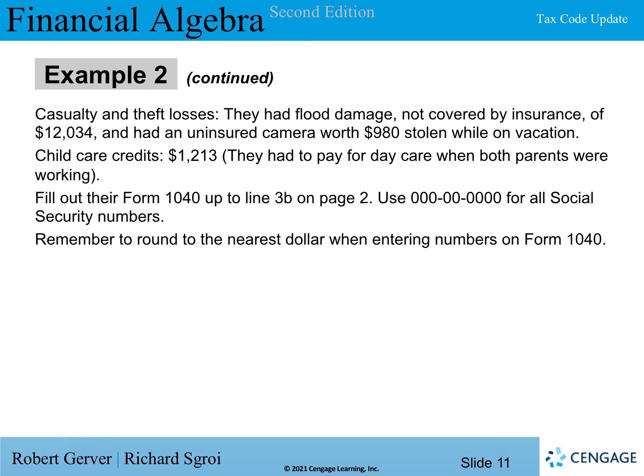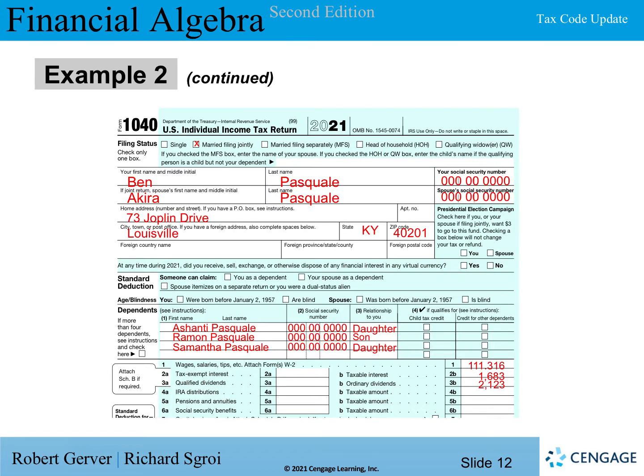Okay, now we want to fill out their Form 1040 up to line 3B on page 2. Use the following for Social Security numbers. Remember to round to the nearest dollar when entering numbers on Form 1040. Now, this is something very standard when you're filing income taxes. You can round to whole dollar amounts.